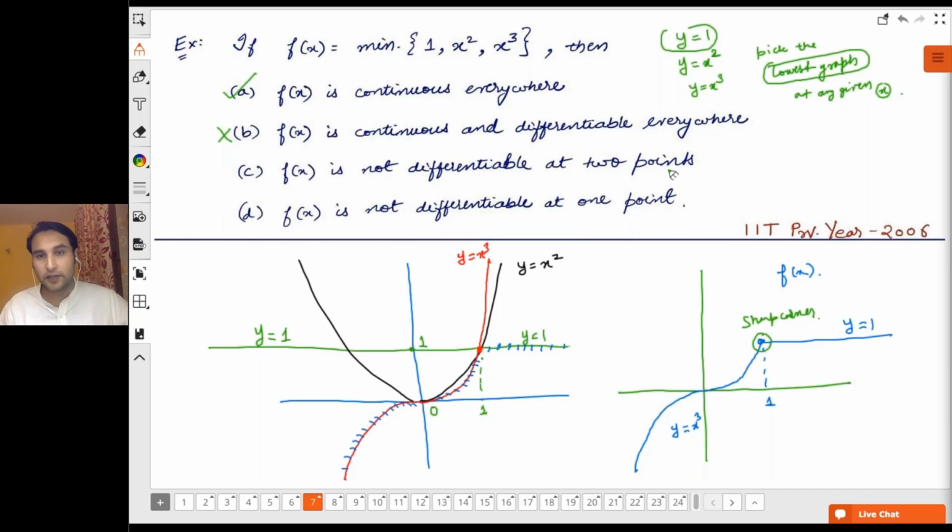f of x is not differentiable at 2 points? No. If you look, this is a smooth graph. The entire graph of x cube is smooth. So from minus infinity to 1, the graph is completely smooth, so it is differentiable everywhere. And after 1, it is differentiable everywhere, again smooth. It is just one point where it is not differentiable, which is x is equal to 1.